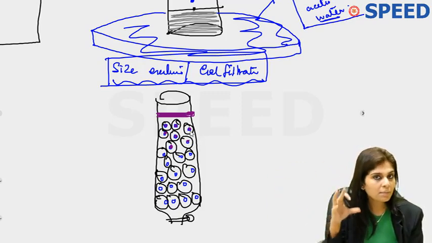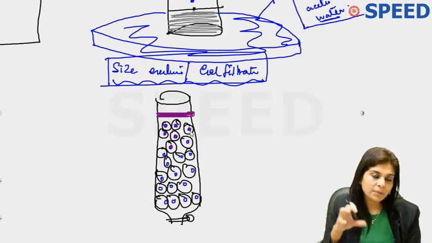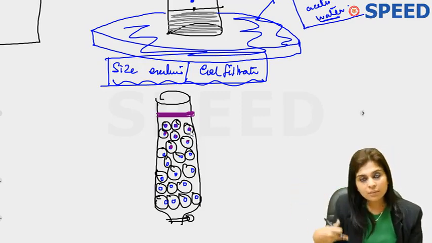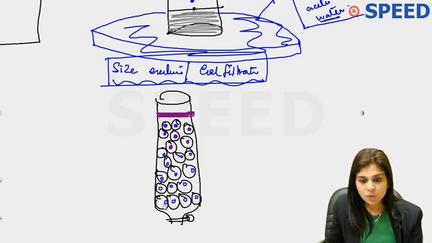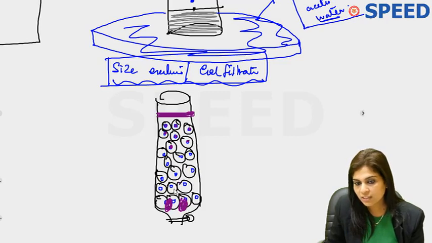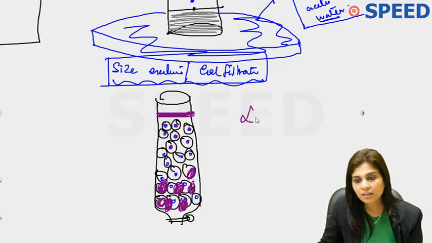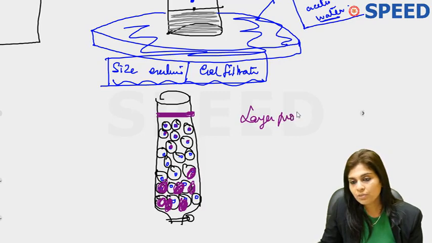It's not a tightly packed column. So between beads there will be space. In those interbead distances, larger proteins come down faster. So which protein comes down faster in a size exclusion or gel filtration chromatography? It's quite contrary to your expectation. Which protein comes down faster? Larger protein comes down faster.